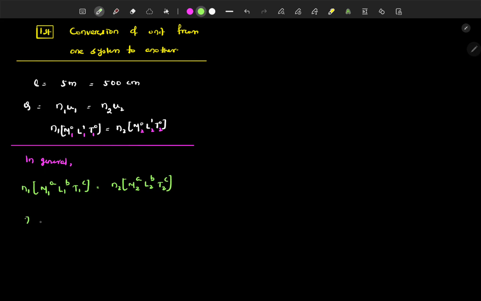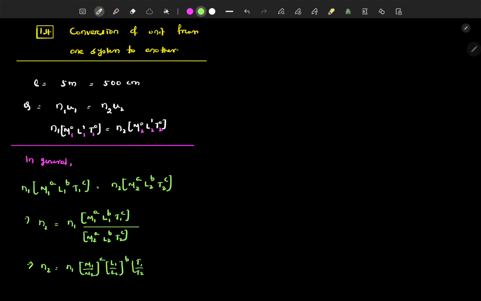So from this we can say what is the value of N2? N1 into M1 power A, L1 power B, T1 power C dimension divided by M2 power A, L2 power B, T2 power C. So finally we can write the formula in this way: N2 equals N1 into (M1 by M2) power A, then (L1 by L2) power B, next (T1 by T2) power C. So remember, this is your working formula.